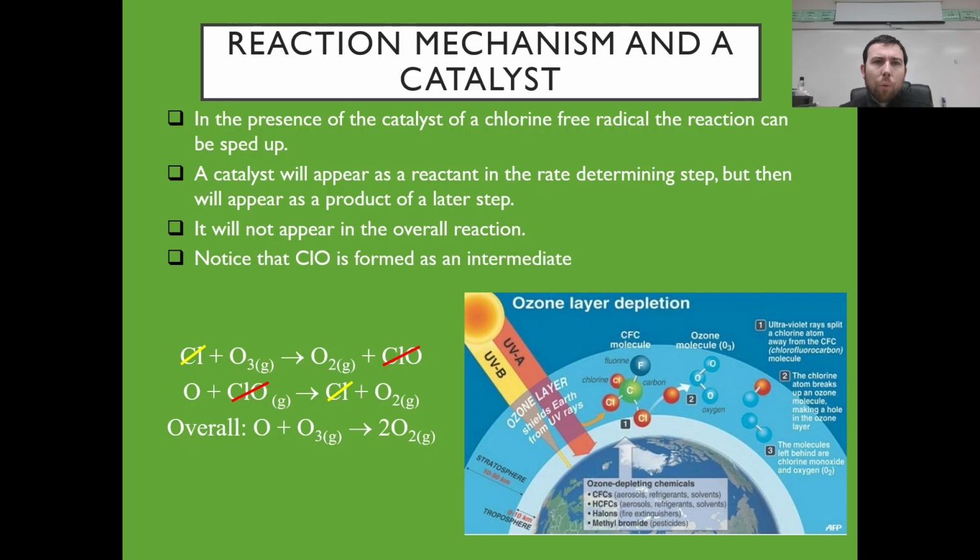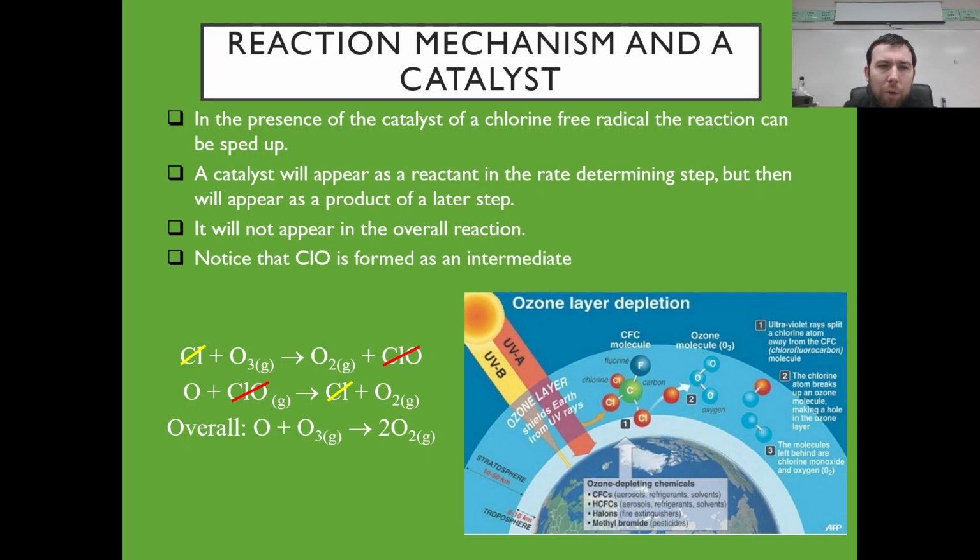What we see is that the catalyst will appear in the rate determining step, but then it will appear as a product in a later step. Overall, the catalyst, just like the intermediate, does not appear in the overall reaction. If you look at the following mechanism listed here, you have Cl plus O3 goes to O2 and ClO, and then you have O plus ClO goes to Cl and O2. So for our overall reaction, we get O plus O3 makes 2O2.